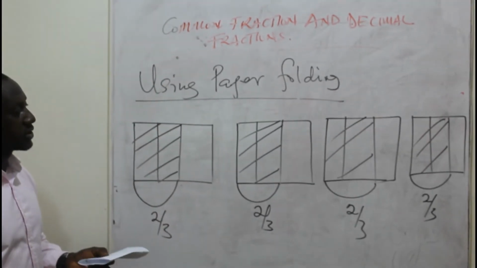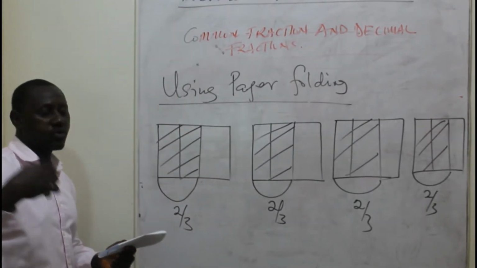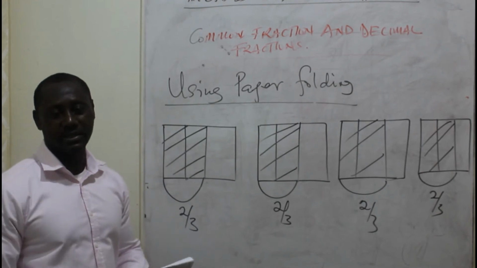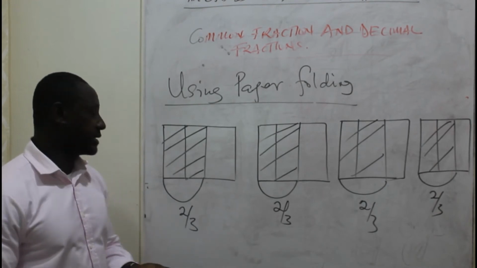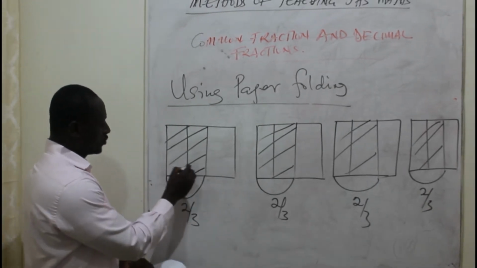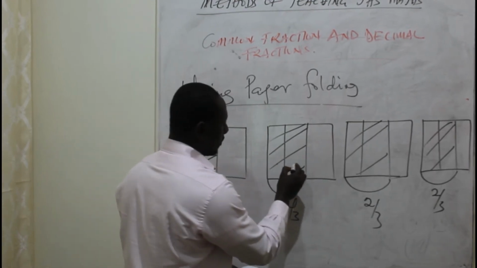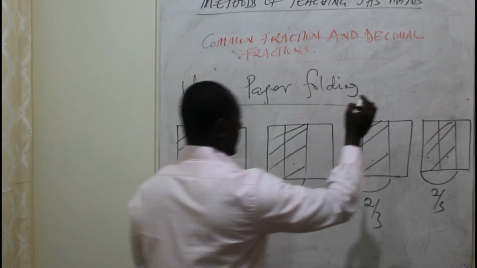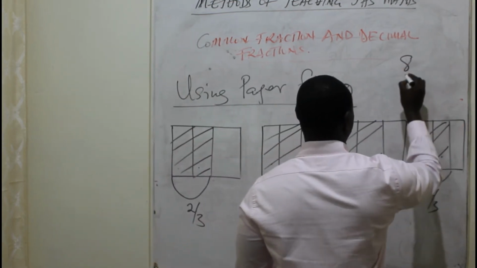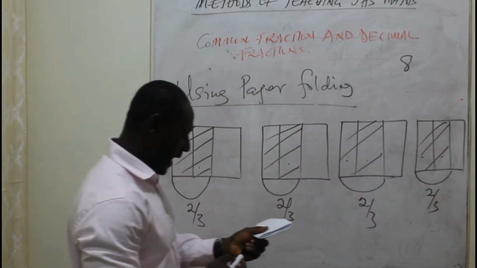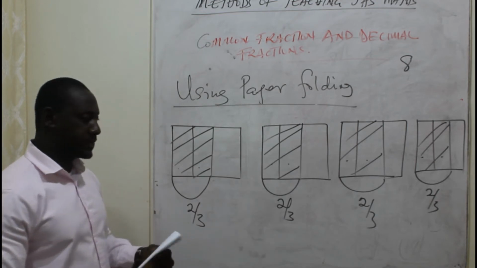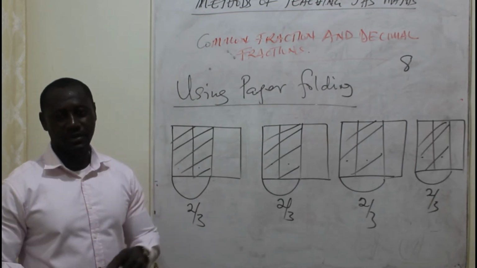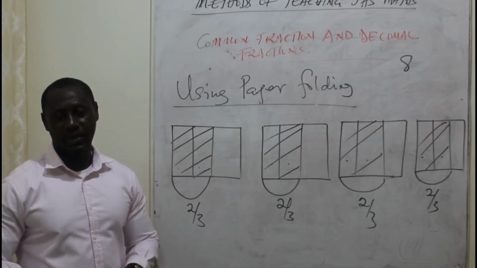Now our focus is guiding the kids to count the number of shaded portions here. So we are counting 1, 2, 3, 4, 5, 6, 7, 8. So the number of shaded portions involved were what? 8. And you ask them, for each paper, how many equal divisions were involved? They will tell you it is 3.